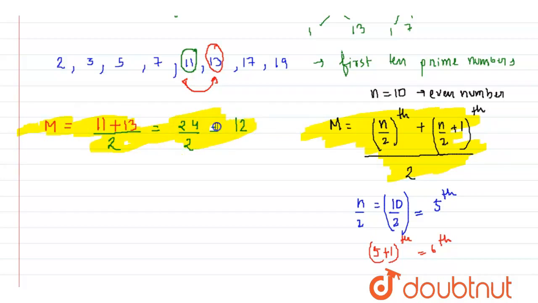So these are the first 10 prime numbers that we have to follow: 2, 3, 5, 7, 11, 13, 17, 19. n is 10, the total number of terms given in the data. That's why it's an even number. Whenever we have an even number, we have to use the formula which is in the yellow highlighter. So this is how we are going to use it.